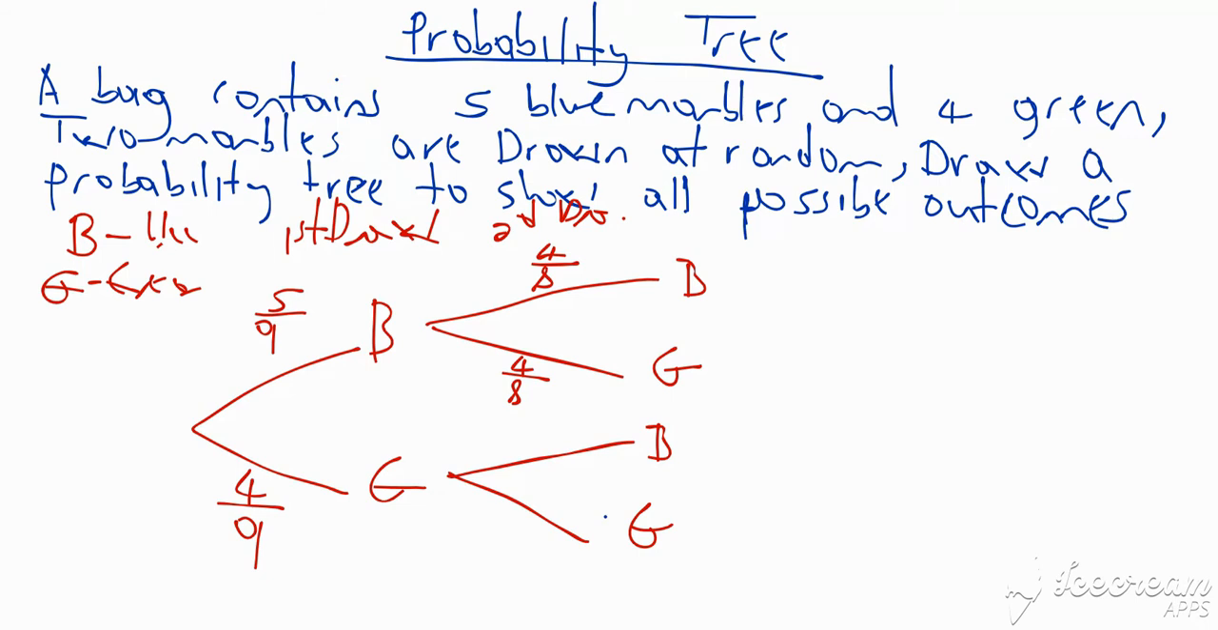If the first marble is green, it means that you still have all your blue marbles. So I'm going to have 5 here, but I will have 1 less marble as I would have taken out a green marble, so it's 5 out of 8. But if the first marble was green, drawing a green next, I would have 1 less green marble. So this would come down to 3. If the first was green, this would be 3 out of 8.